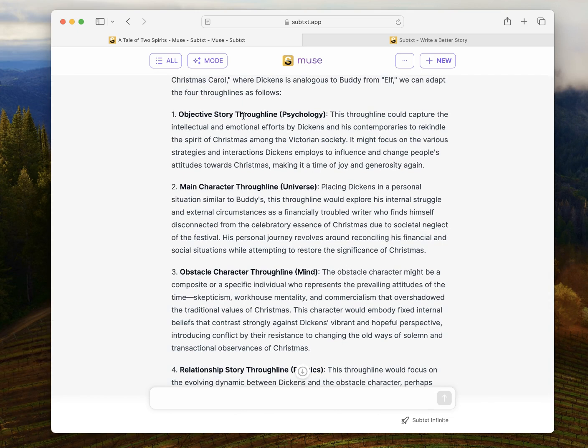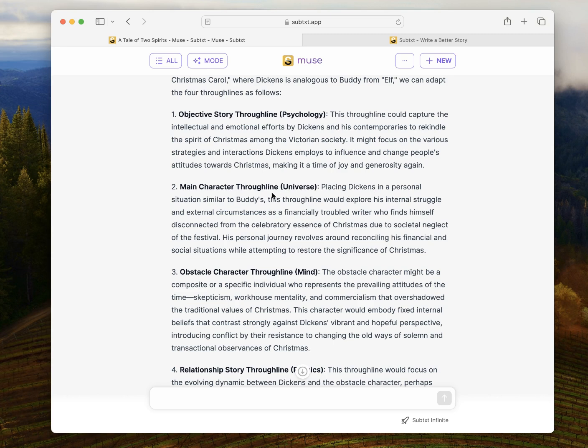So it turned the objective story through line into something that could capture the intellectual and emotional efforts by Dickens and his contemporaries to rekindle the spirit of Christmas among Victorian society. It might focus on the various strategies and interactions Dickens employs to influence and change people's attitudes towards Christmas, making it a time of joy and generosity again. So you can see he'll go through all this to change how everybody sees everything, and then maybe at the end, you know what, maybe it would just be easier to write a book. And that's what he would do at the end of it.